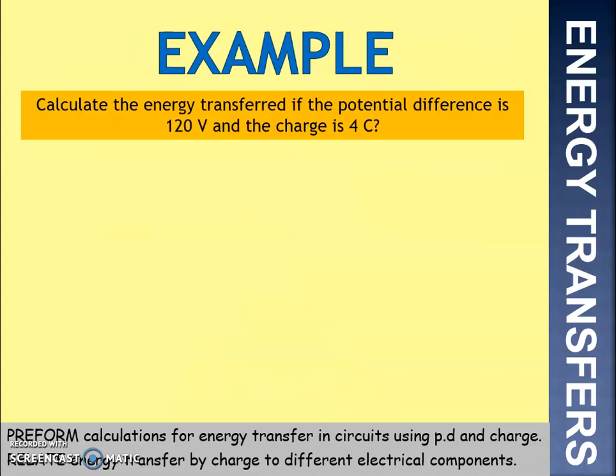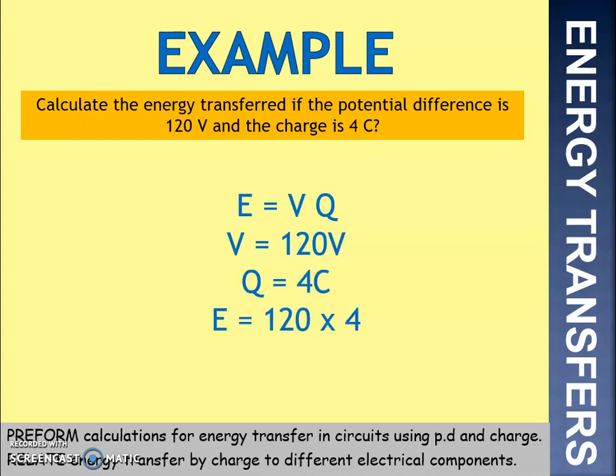So, a quick example. Calculate the energy transferred if the potential difference is 120 volts and the charge is 4 coulombs. So, energy equals potential difference times charge. Potential difference is 120 volts. Charge is 4 coulombs, so we do 120 times 4 to give us 480 joules. Remember, we're measuring energy. Joules is a measurement of energy.